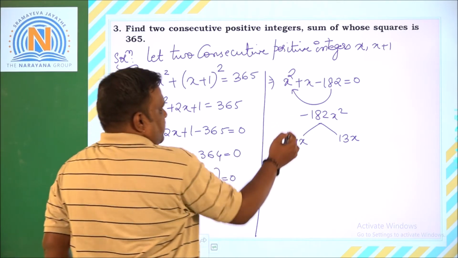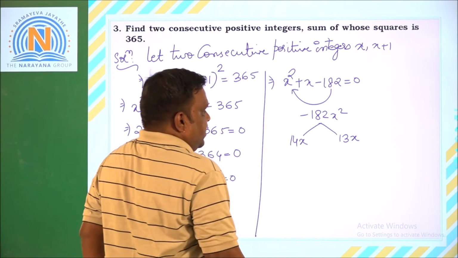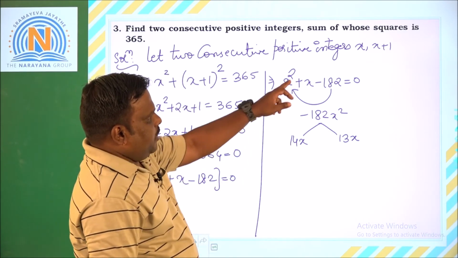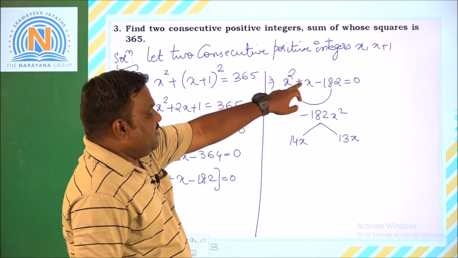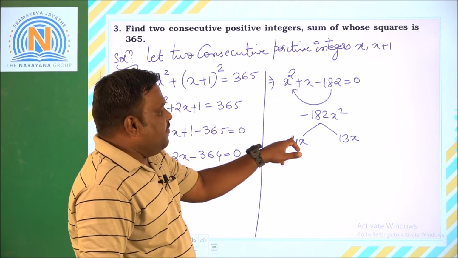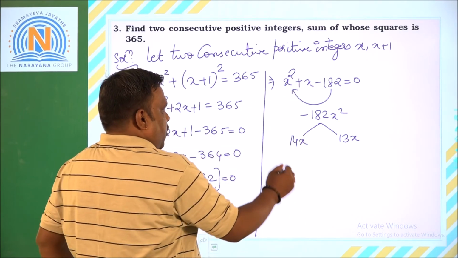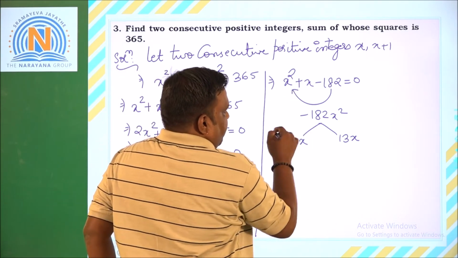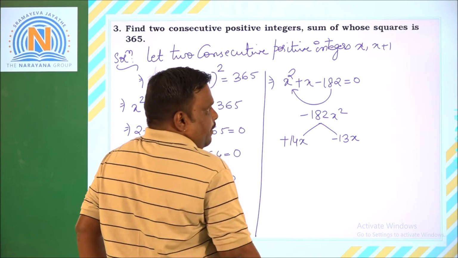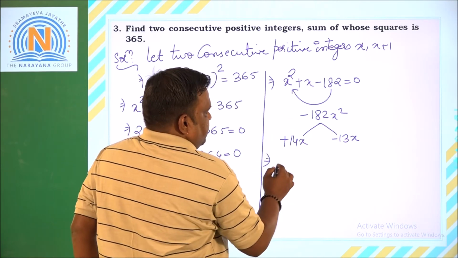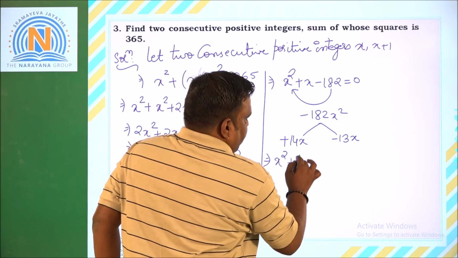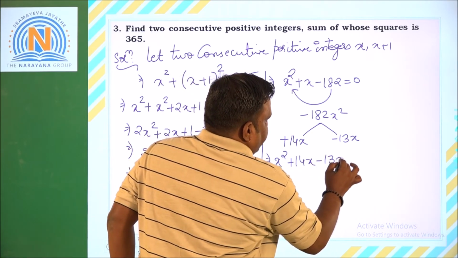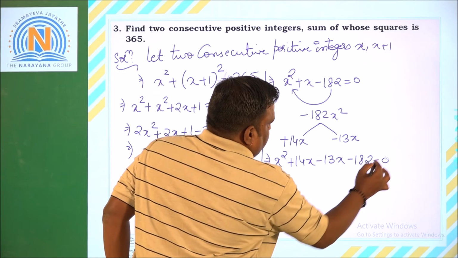Now here I have minus, so out of these two, one will be plus, one will be minus. So that will be decided by seeing the sign of the middle term. Middle term is plus. Whatever sign you have for the middle term, keep it for the bigger number out of these two. That means 14 will get as plus. So obviously 13 will be minus. So substitute the values here. So I will be left with x square plus 14x minus 13x minus 182 equal to 0.